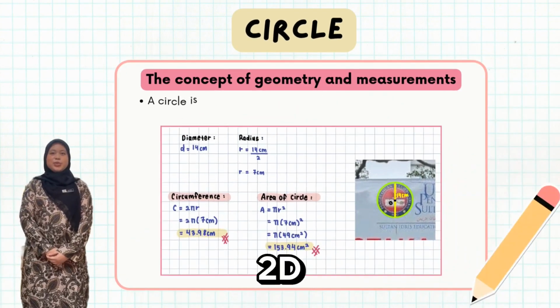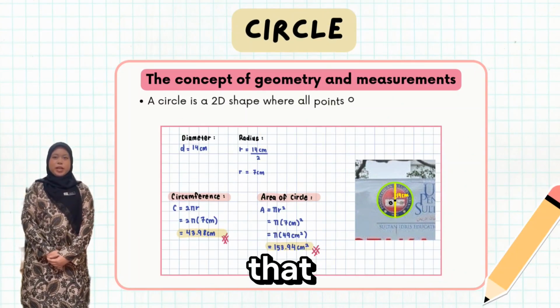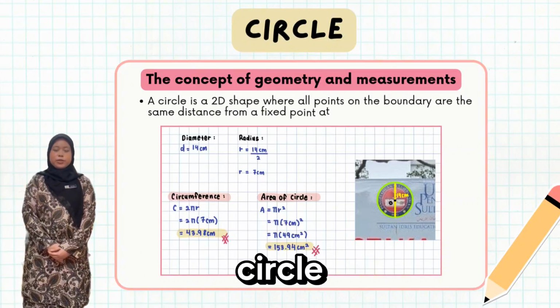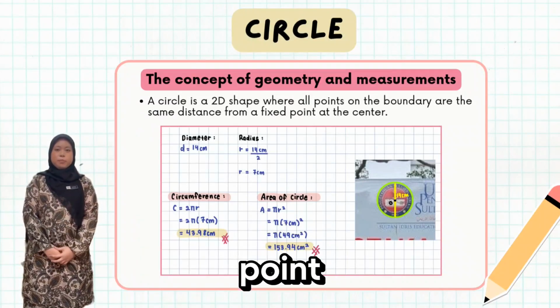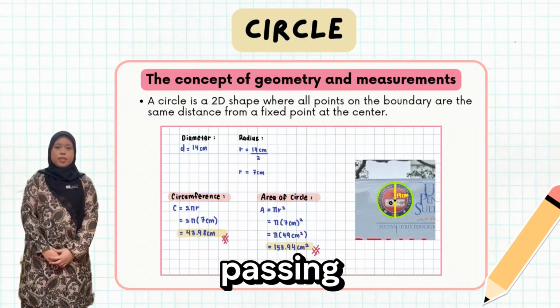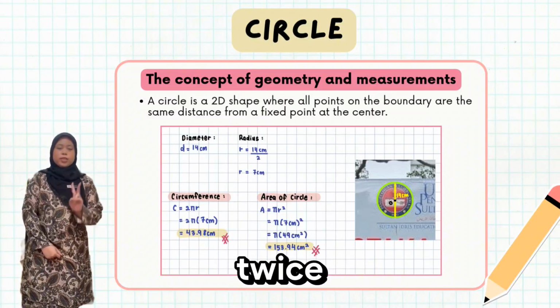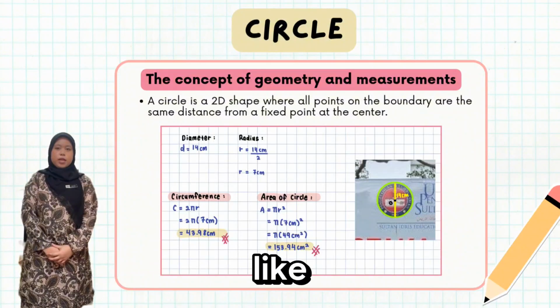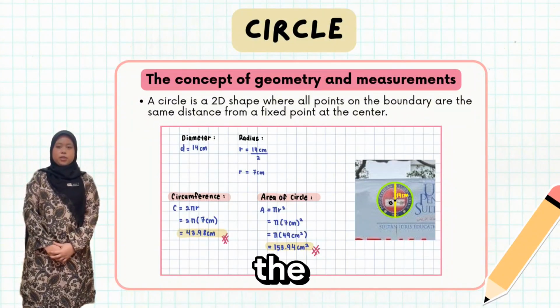A circle is a 2D shape made up of all the points that are the same distance from a center point. Let's break down the parts of the circle. Firstly, the center is the middle point of the circle. The radius is the distance from the center to any point on the circle. The diameter is the longest straight line across the circle passing through the center. It's actually twice the radius. The circumference is the distance all the way around the circle, like the perimeter of other shapes. And lastly, the area is the space inside the circle.